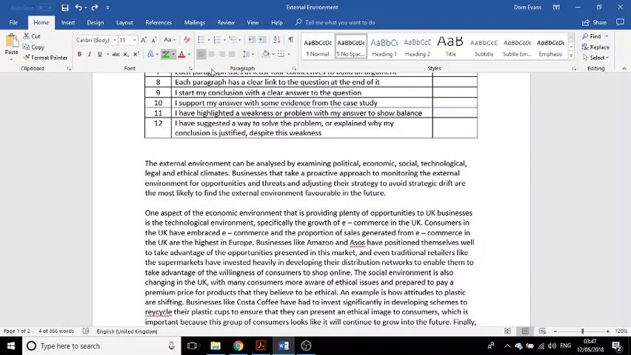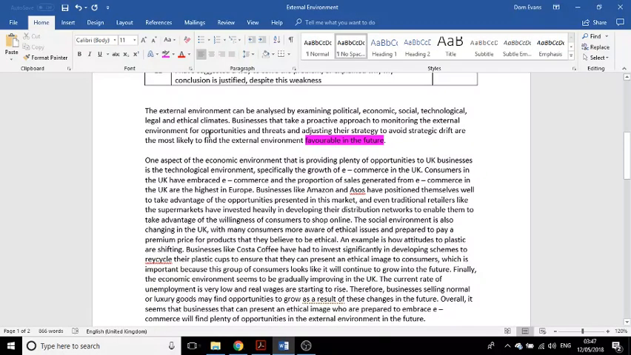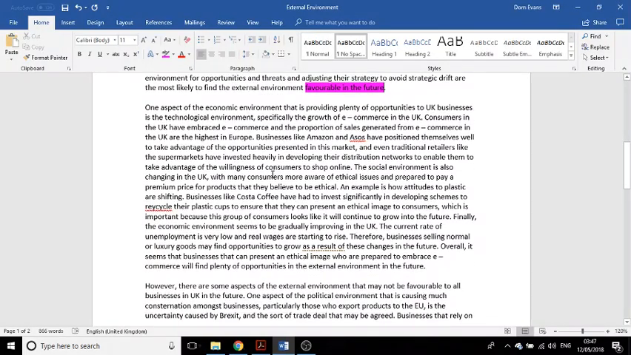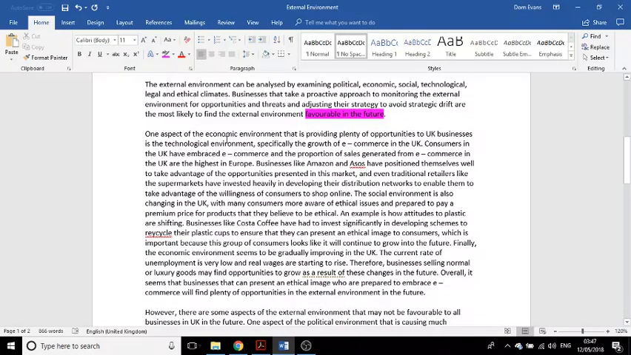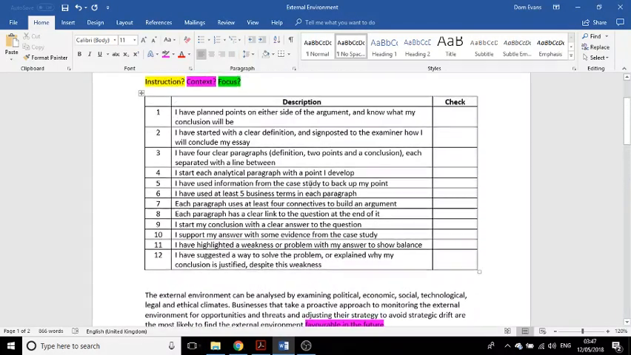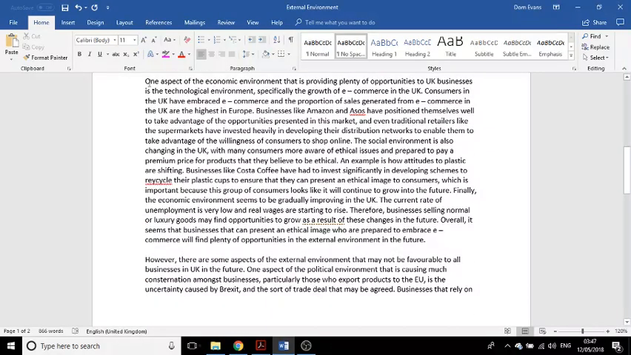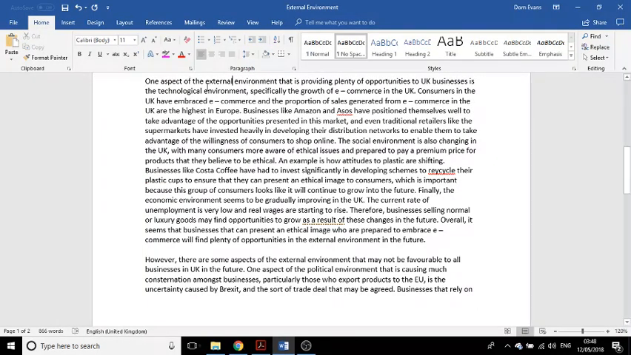And I've said that there are going to be opportunities and threats if businesses take a proactive approach to their strategy, basically. So my first paragraph, the focus of this first paragraph is why the external environment may be favourable to businesses in the future. So one aspect of the economic environment that is providing plenty of opportunities to UK businesses is, I've got that wrong, haven't I? That's supposed to be the external environment. There'll probably be a few mistakes because I did do it in time conditions.